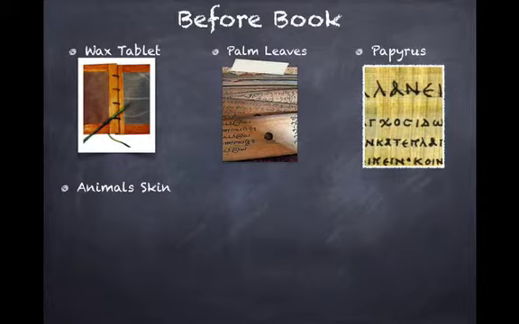Then they started using animal skin to write with. They use animal skin because plant leaves are not as strong as animal skin. Animal skin is more durable than plant leaf. Animal skin is also smoother than plant leaf. They often use sheep, goat, or cow skin.